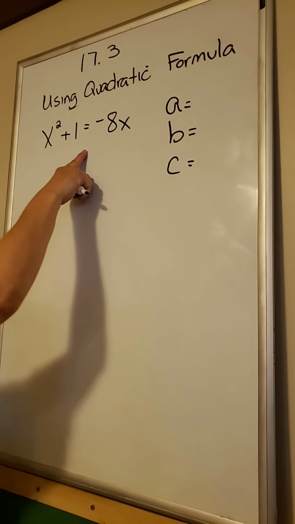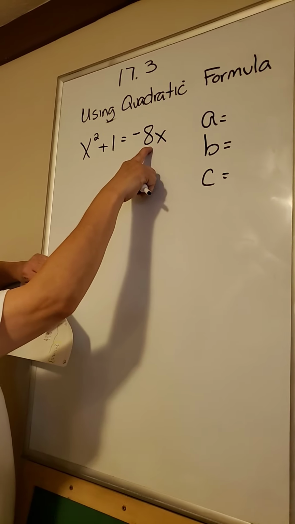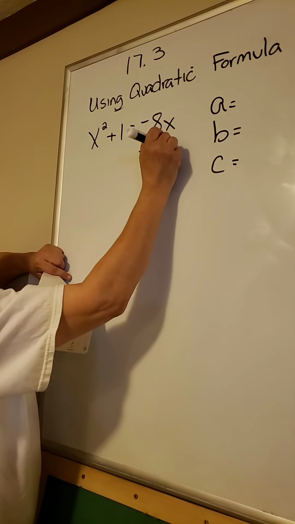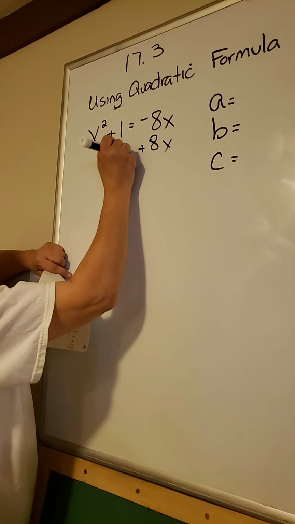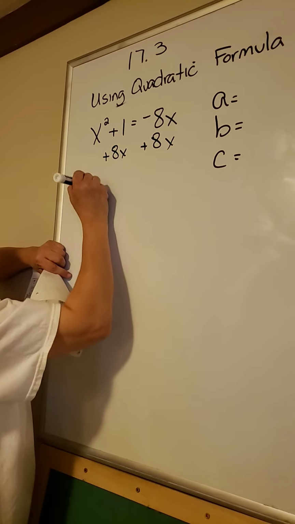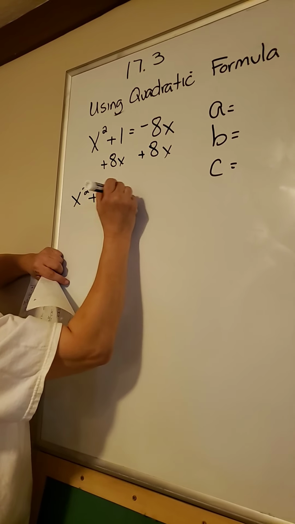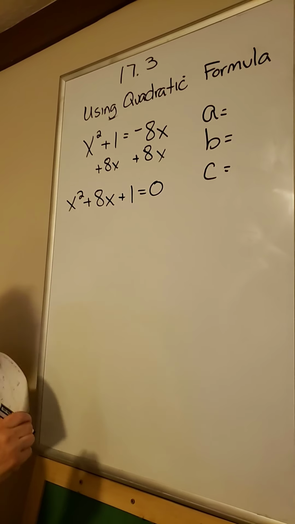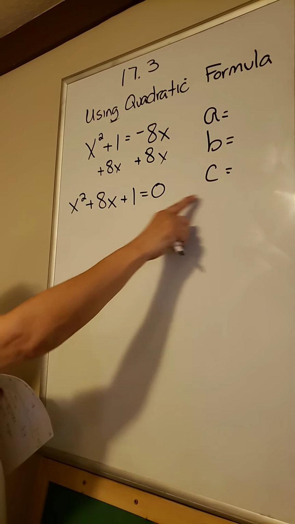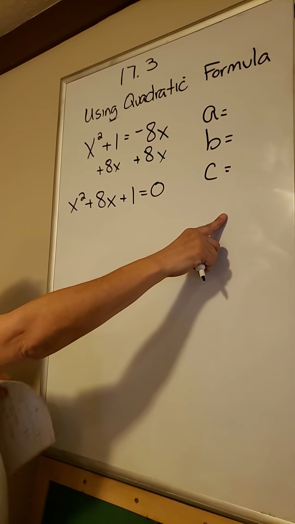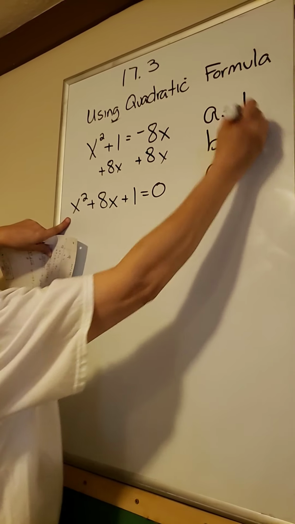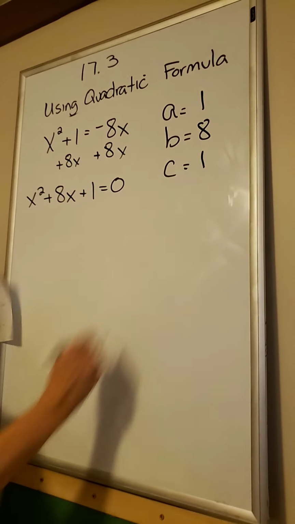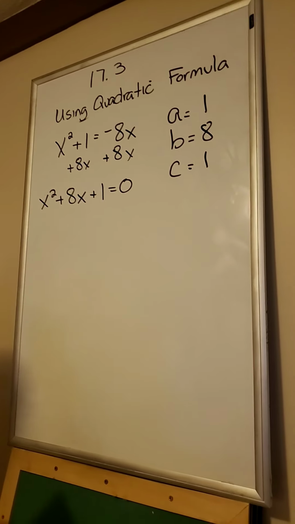Okay, the first thing we have to do is make sure it's in standard form, which that isn't. So how do we put it in standard form? We bring the 8x to the other side. So we're going to have to add it to both sides, which is going to give us x squared plus 8x plus 1 equals 0. So now that it's in standard form, we can identify our A, B, C's. Our A is 1. Our B is 8. Our C is 1. So these are pretty simple numbers.